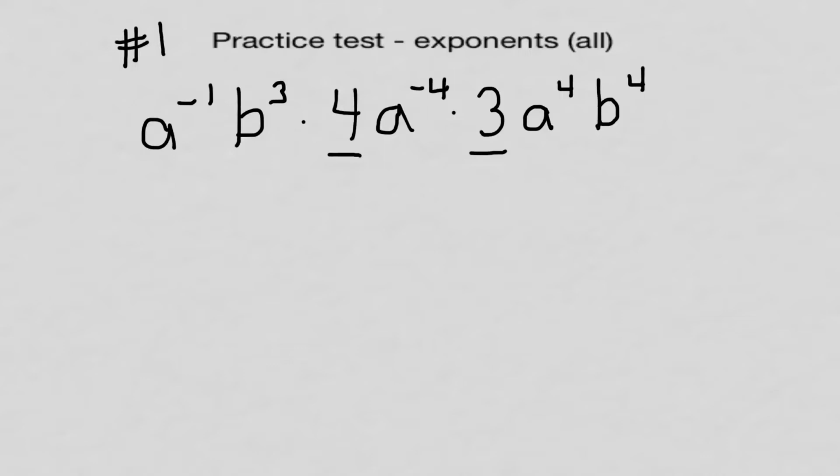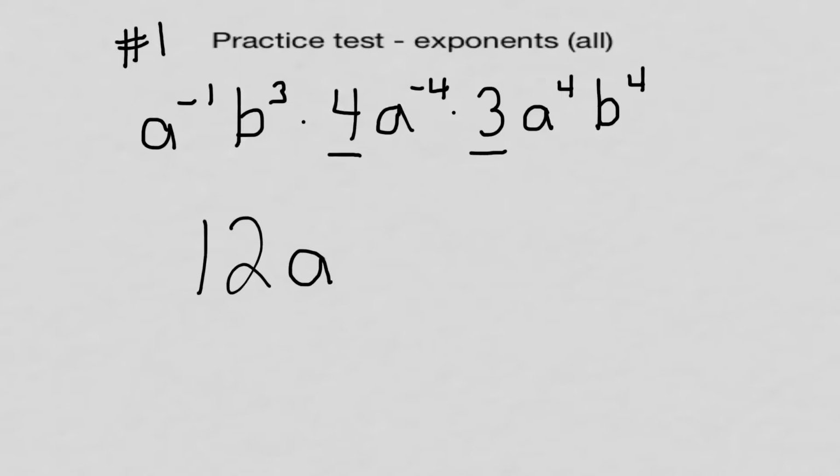4 times 3, that's your only numbers. Notice I'm saying numbers, not exponents. These are the numbers out in front. So 4 times 3 is 12. Let's do the A's. You've got a to the negative 1, a to the negative 4, and a to the 4th. If I add this straight across, and I keep saying use your calculator, negative 1 plus negative 4 is negative 5. Then if you add the last a to the 4th, you get negative 1.